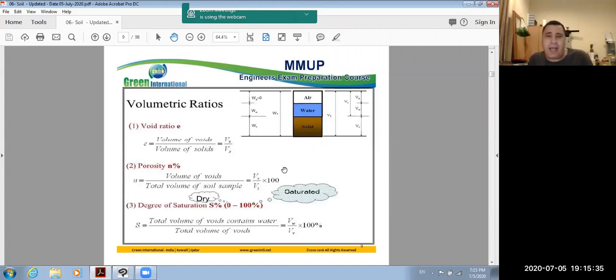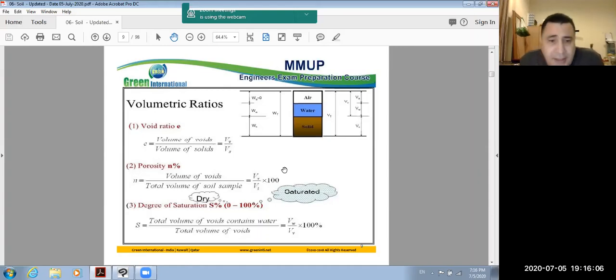Volumetric relationships are very important. We have, for example, here air, water, solid. Try to memorize this relation, all of you. The void ratio equals what? The volume of voids divided by the volume of solid. Whatever volume of solid and whatever volume of voids I have, the volume of voids divided by the volume of solid, that's what we call void ratio.